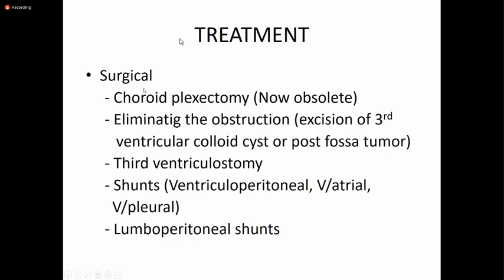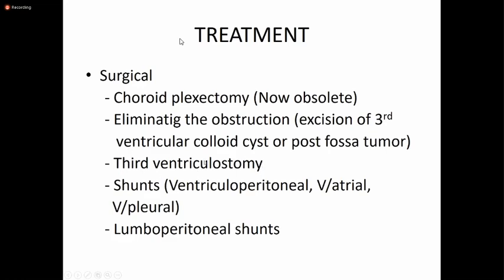Another method to treat the hydrocephalus is eliminating the obstruction. For example, if there is a colloid cyst, like I have shown you in the previous picture, you excise the colloid cyst and the hydrocephalus is resolved. The other method is, if there is a posterior fossa tumor, you excise the posterior fossa tumor and the hydrocephalus will be resolved. Another surgical method, very commonly done these days after the shunts, is known as third ventriculostomy.